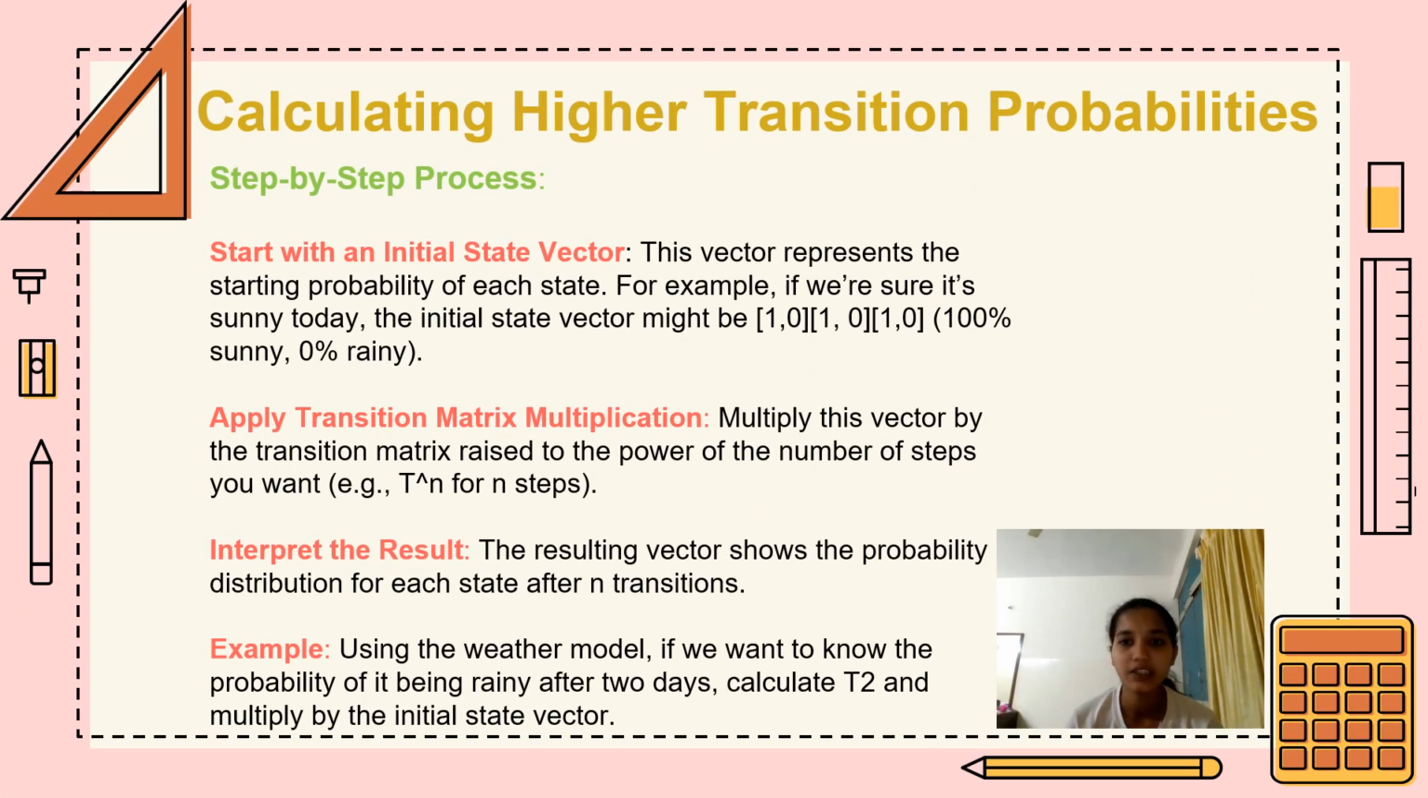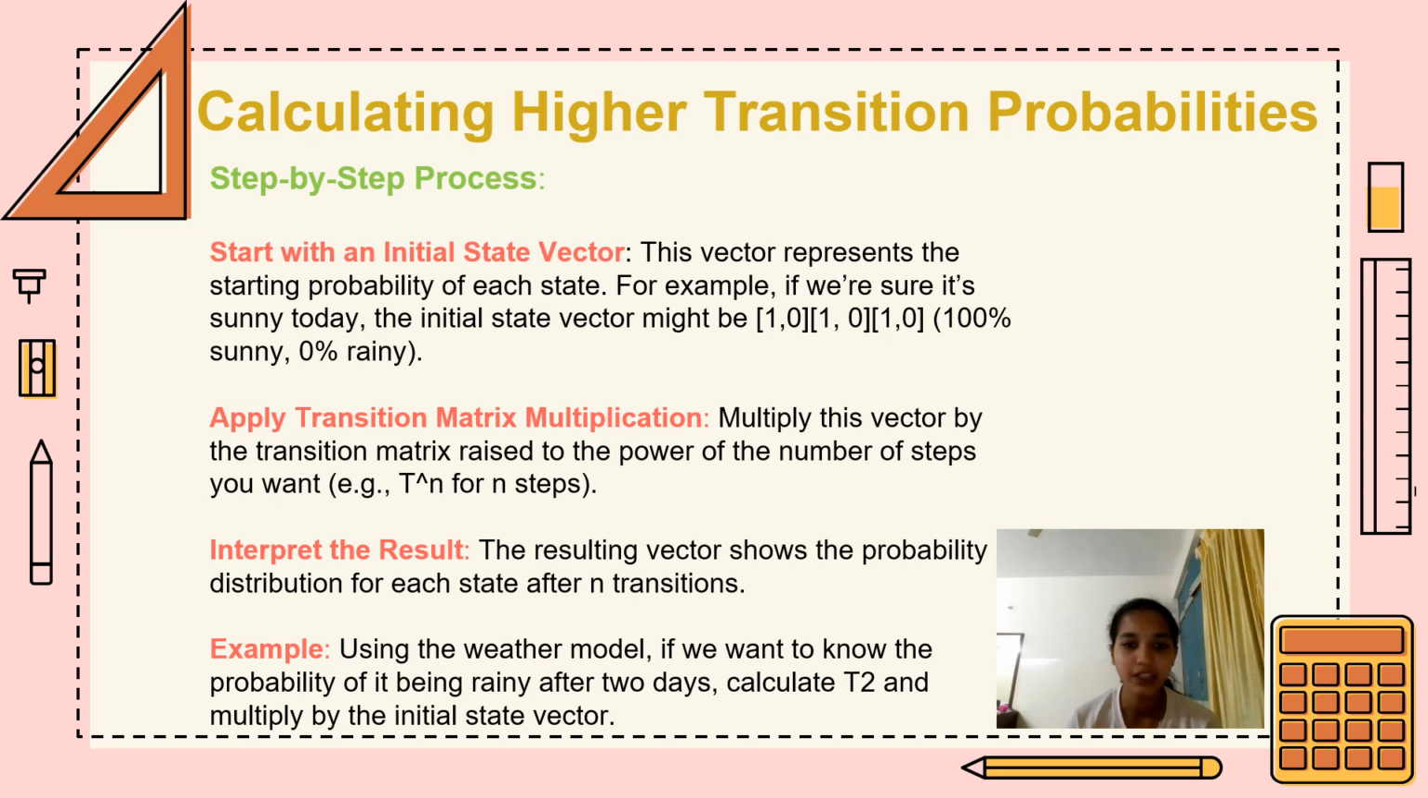Calculating higher transition probabilities. Step-by-step process. Start with an initial state vector. This vector represents the starting probability of each state. For example, if we are sure that it is sunny today, the initial state vector might be 1, 0. That is 100% sunny, 0% rainy.